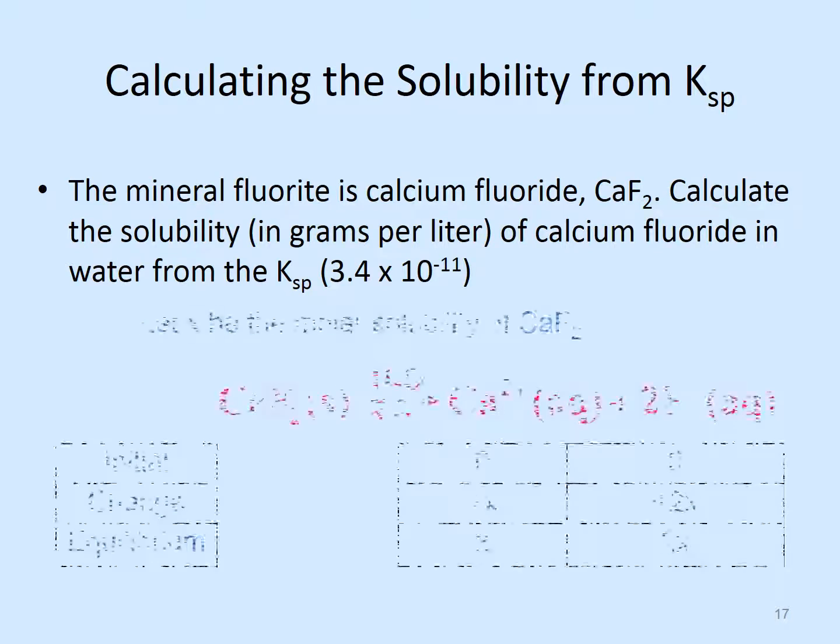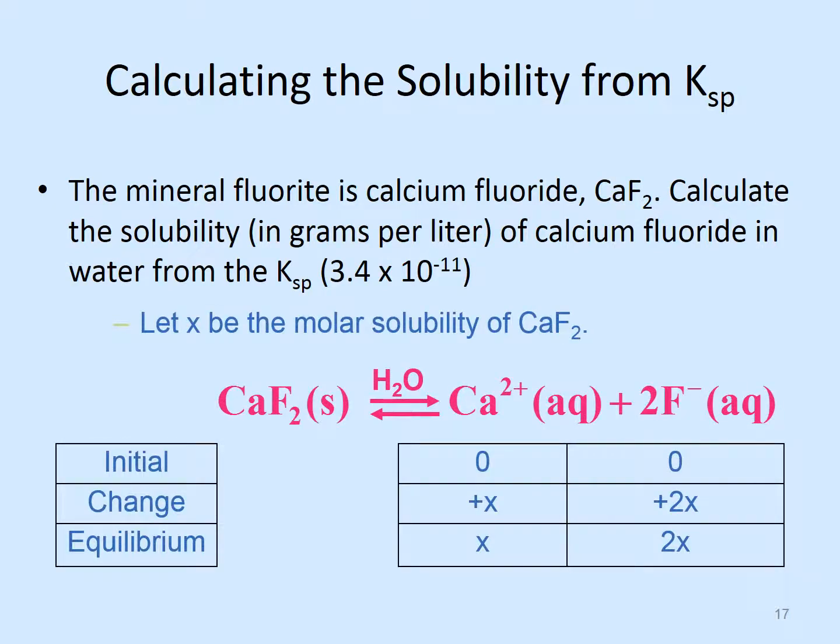X is, basically. So the mineral fluorite is calcium fluoride, CaF2. Calculate the solubility in grams per liter of calcium fluoride from the KSP.